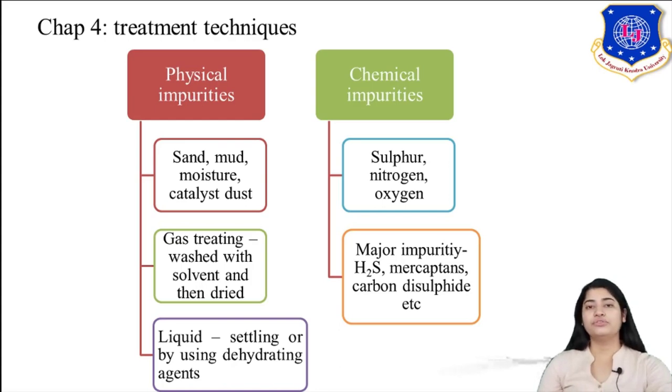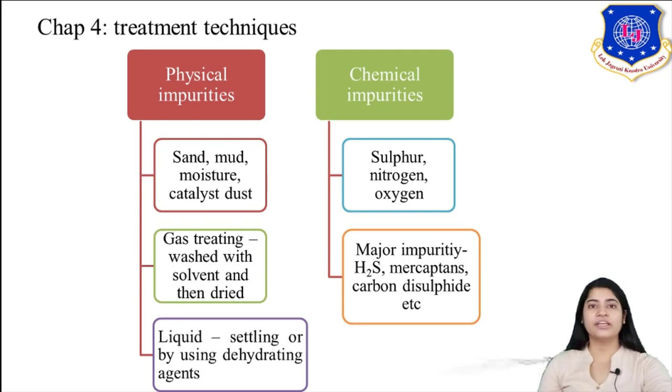Now, how to treat the physical impurities? If you are treating gas, then generally it is washed with a solvent and then dried. Whereas for liquid, if you are treating for physical impurities, it is done either by the settling method or by using certain dehydrating agents.